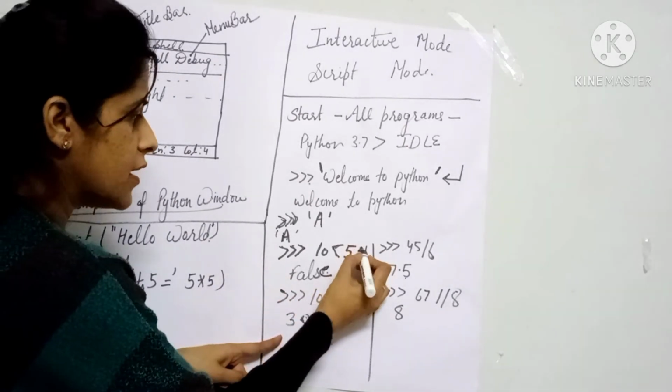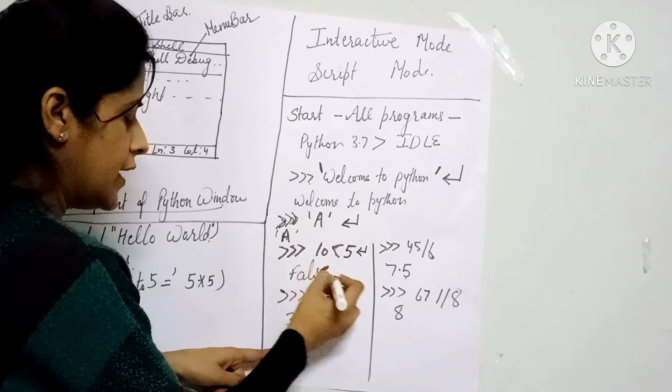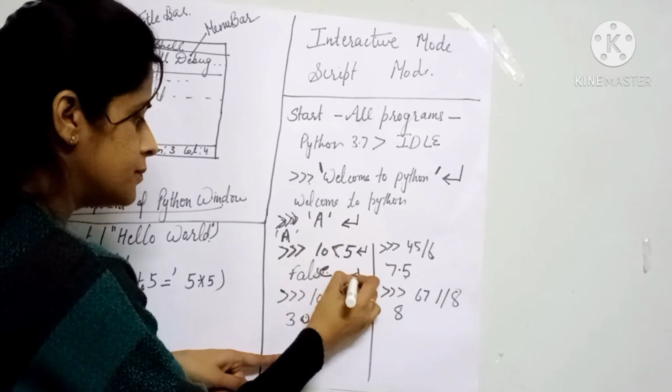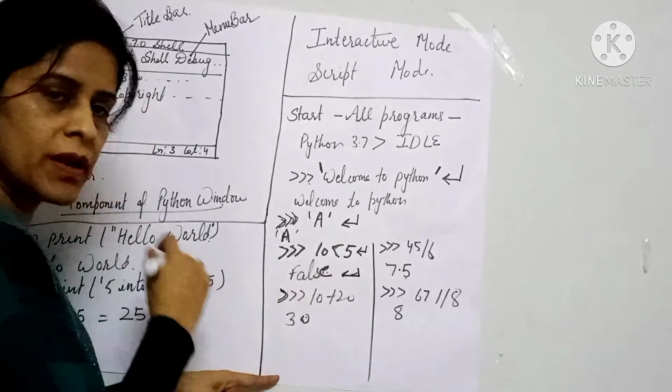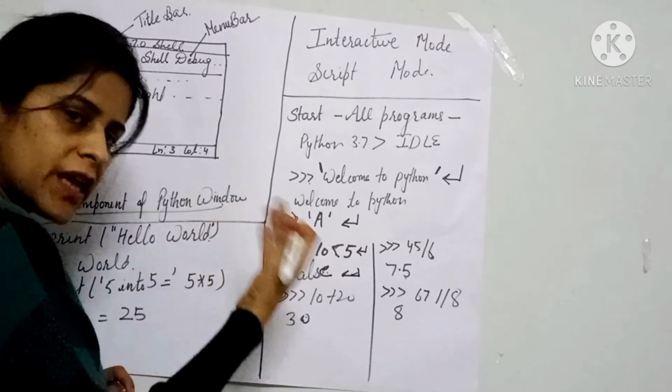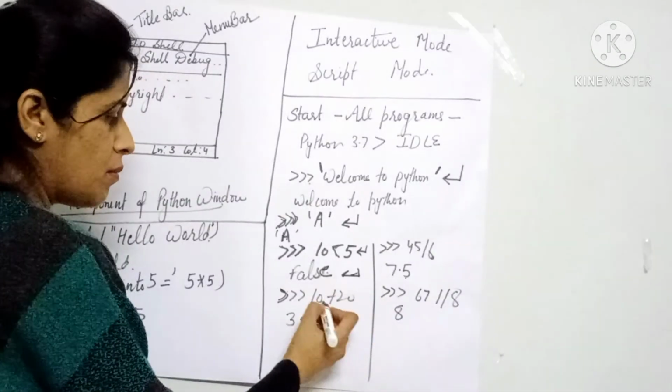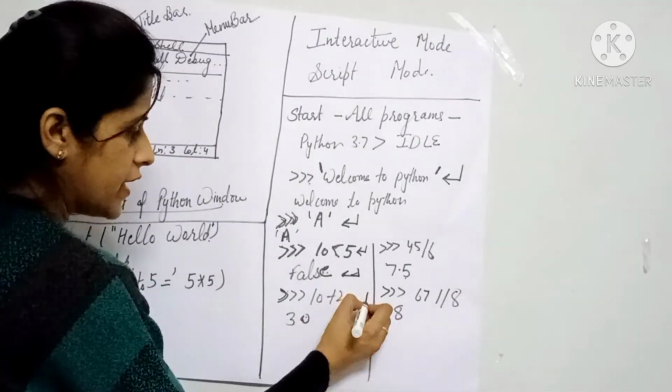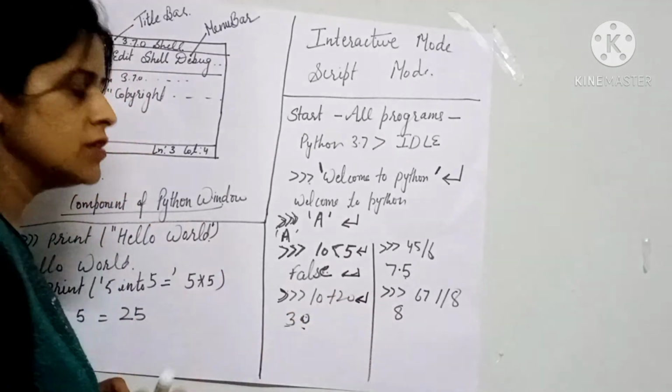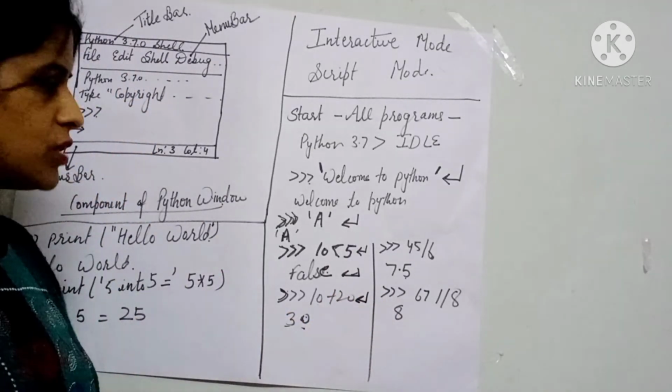Then again I have the command prompt. You have to press enter here. And after pressing enter again, it will show you the command prompt. At the command prompt, I have typed another command, 10 plus 20, and then enter. Then it is showing you 30.